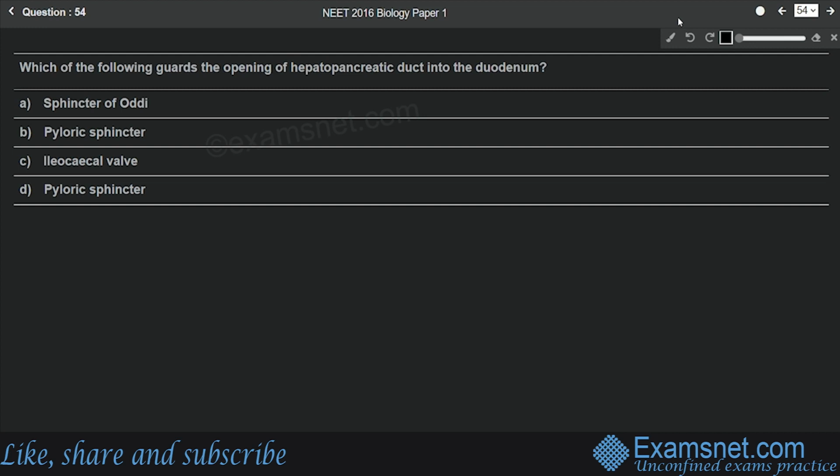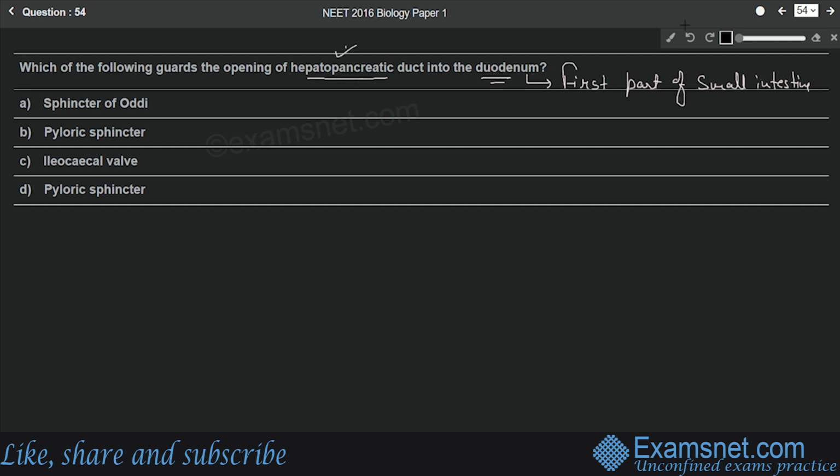Question number 54 is from the chapter Digestion and Absorption. And the question is, which of the following guards the opening of hepatopancreatic duct into the duodenum? Okay. So what is duodenum? It is the first part of small intestine, right? And we know that for digestion to take place, food from the stomach has to pass through the small intestine and then large intestine, right?